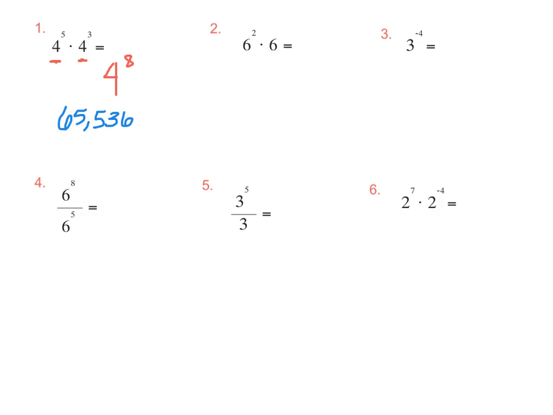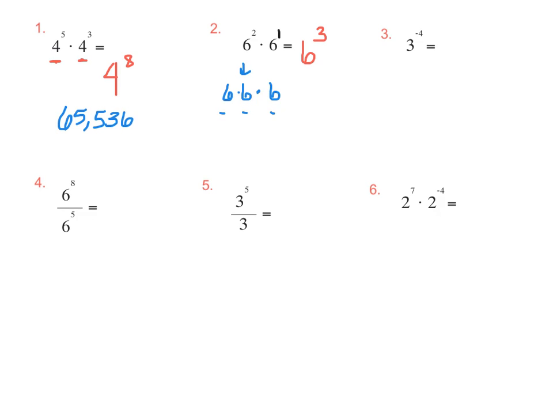All right, same thing with number 2. Simplify this exponential expression. Again, I have the same base, so my base is going to be 6. And again, I need to add my exponents. Remember, when I don't see an exponent, it's like there's a 1 there. So 2 plus 1, my answer should be 6 to the 3rd power. And remember, this is because 6 squared just means 6 times 6. And then it said to multiply by 6. So I have 1, 2, 3 sixes. That's why my answer is 6 to the 3rd power.